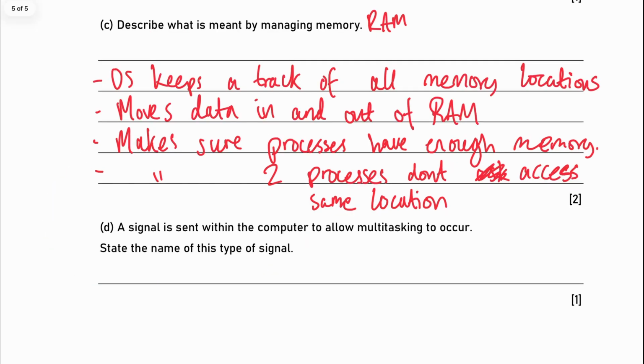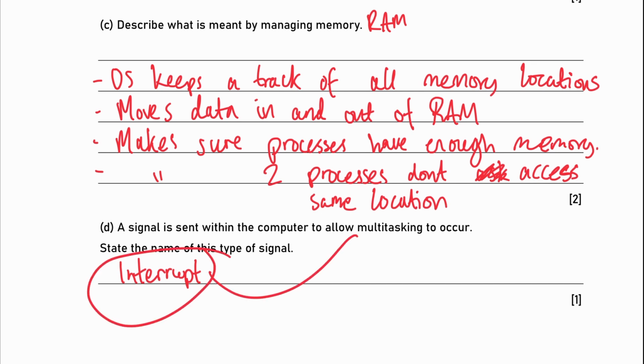And to finish off, which takes us right back to the beginning, the type of signal that is sent to the computer to allow multitasking to occur. This is an interrupt signal, which we mentioned at the beginning. So an interrupt signal is what allows us to multitask.